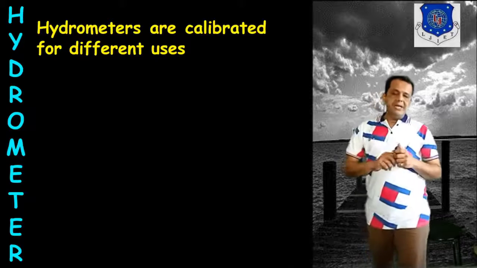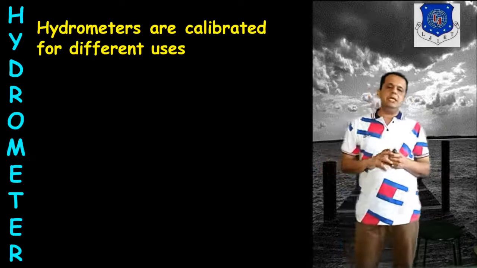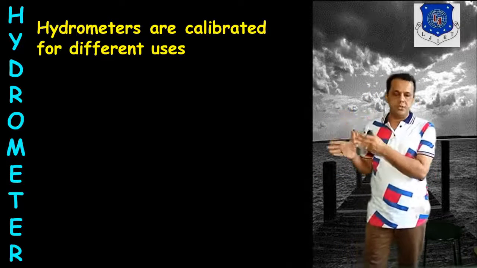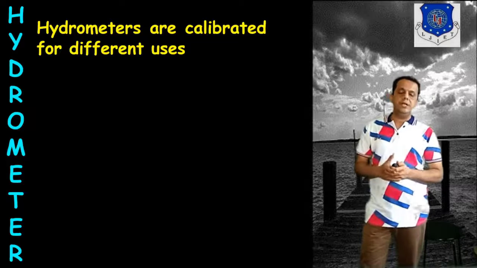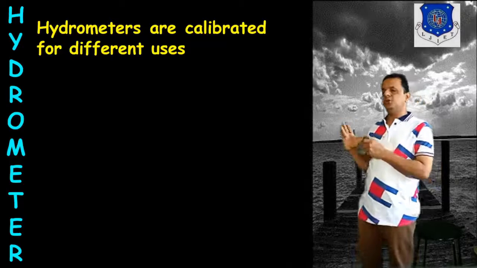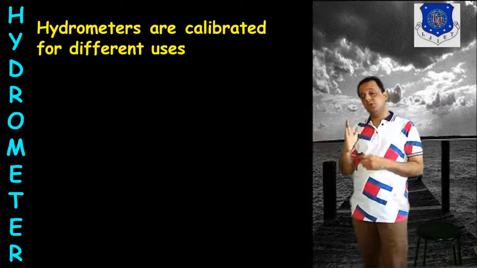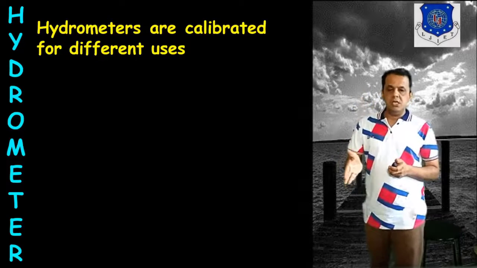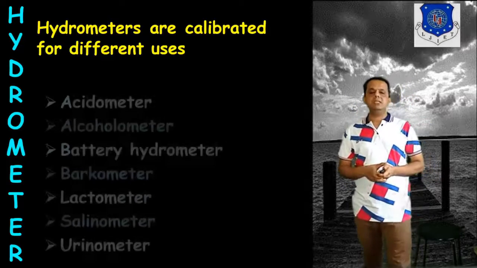Now, what is the use of hydrometer? Hydrometer basically is all about the liquid. So we did not talk about which liquid we are talking about. So based on the type of liquid, the hydrometers are calibrated for different uses. If you talk about the acid, it will have a different density. If you talk about milk, it will have a different density. So for different usages, we will be using different hydrometers.